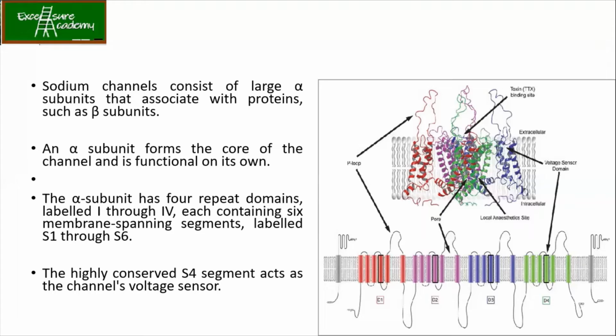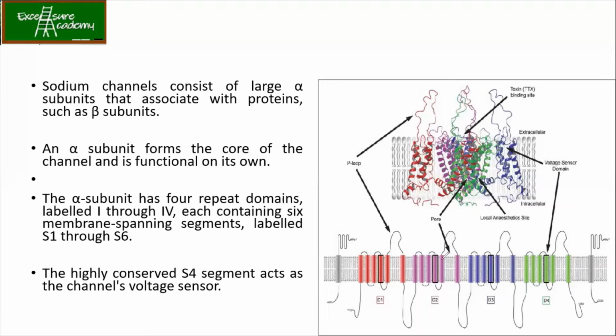Okay, let's go slowly. The sodium channel consists of large alpha subunits that associate with proteins such as beta subunits. An alpha subunit forms the core of the channel and is functional on its own. So which one is the alpha subunit here? If you remember, I'll show you in the next figure. The alpha subunit has 4 repeat domains labeled 1 to 4, each containing 6 membrane spanning segments labeled 1 to 6. Is this clear? So these are your alpha subunits.